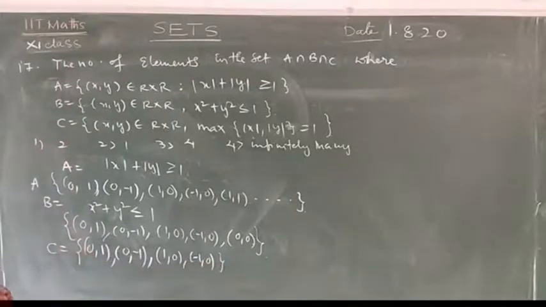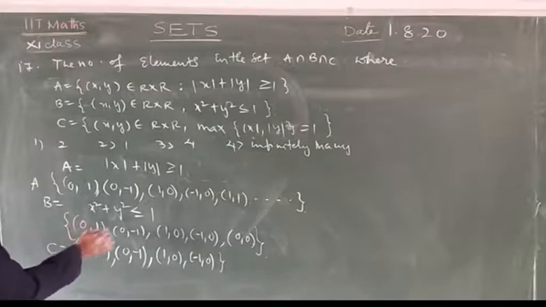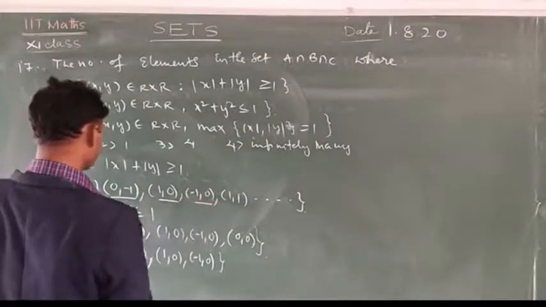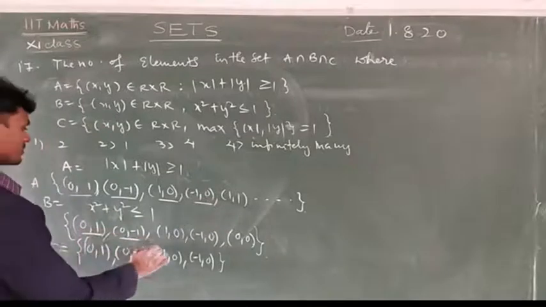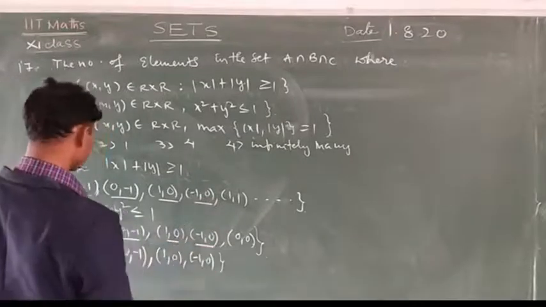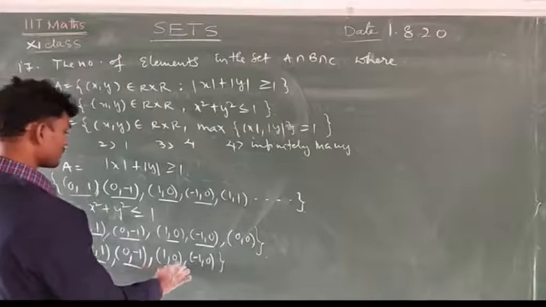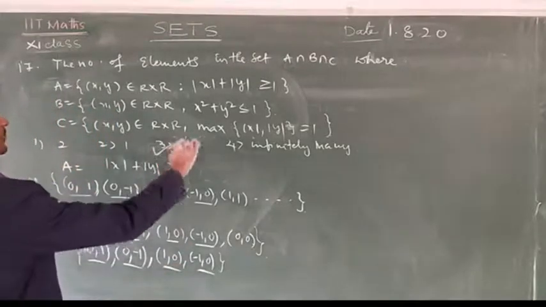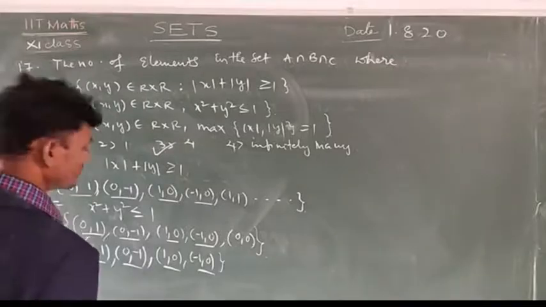Now see here, A intersection B intersection C. Here common elements in these. See here 0, 1; 0, minus 1; 1, 0; minus 1, 0. Total how many points? Total 4 points are common. Okay. Note down.